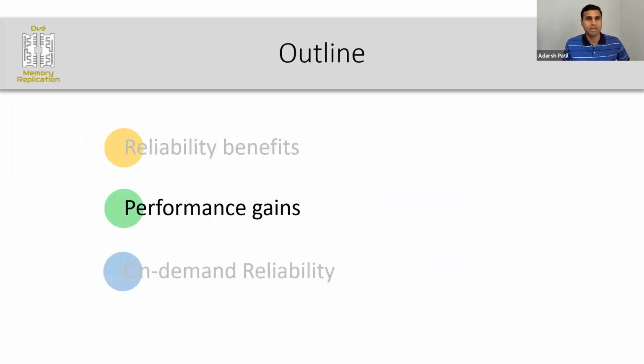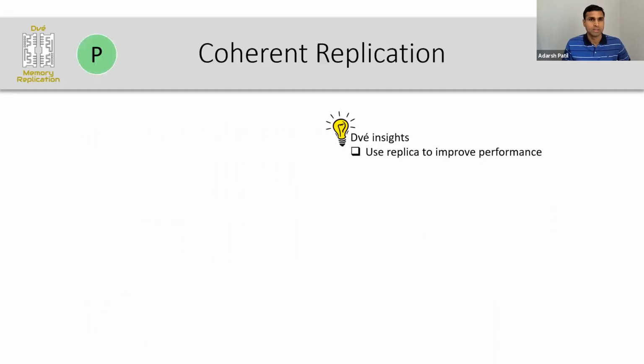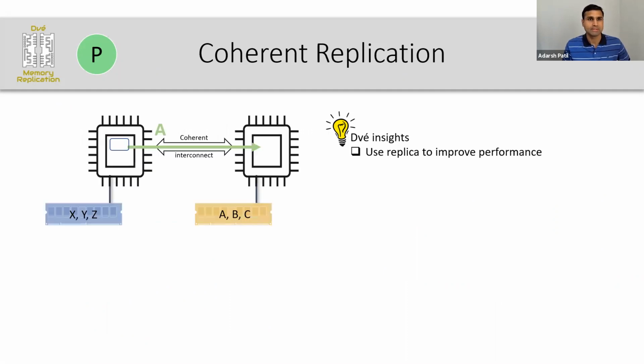Next, let's examine how DWE provides memory performance gains. The insight that DWE brings here is to use the presence of this replica as the opportunity to improve performance. Let's see this in action in our running example.